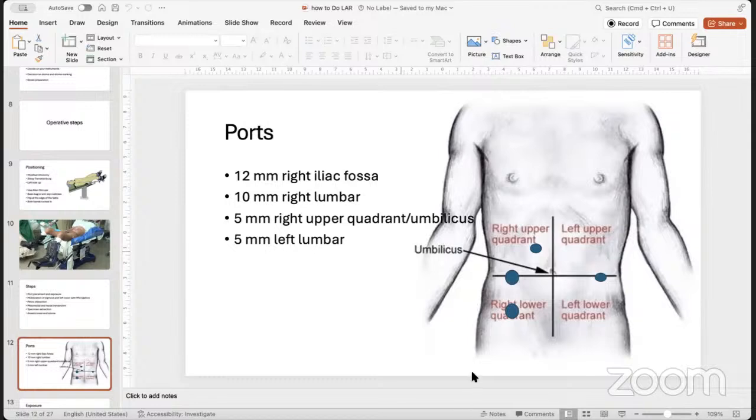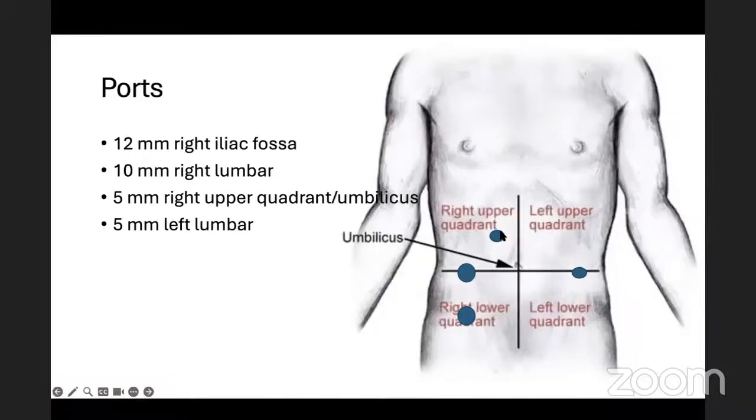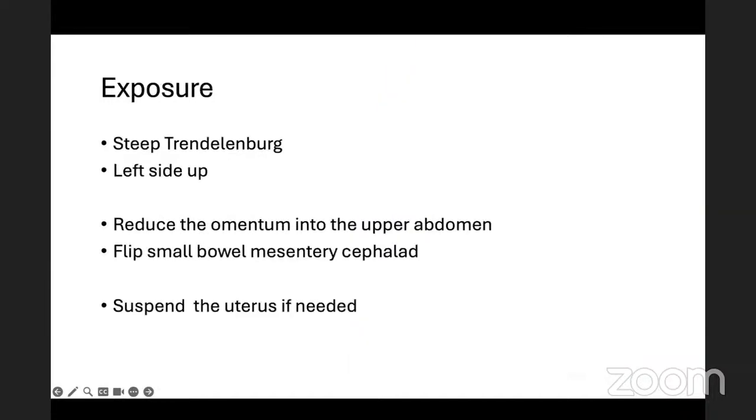So we've got a 12 right iliac fossa port, a 10 right lumbar port for the camera, and then a right upper quadrant port for the left hand, and an assistant port on the opposite side. First step is exposure. Again, like I said, steep Trendelenburg, left side up. And the first step is to reduce the omentum into the upper abdomen and flip the small bowel mesentery cephalad. And in females, we can suspend the uterus. In males, we can even take a stitch through the bladder to suspend the bladder.